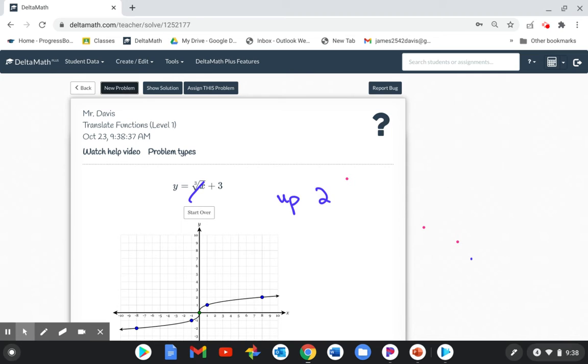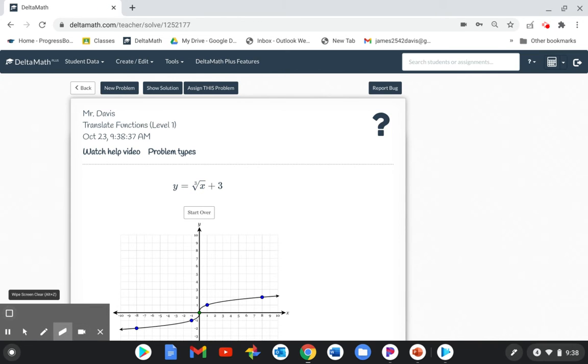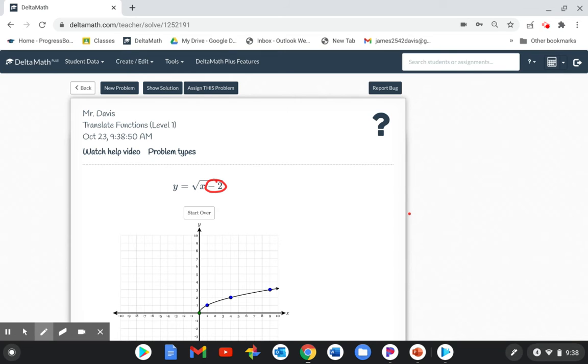Okay, this one is a plus on the outside. Well, let's try to do an inside one here. There we go. All right. So this one has a minus on the inside. So this is inside, that's going to mean left or right. And remember, they're opposite on the inside. This is a -2, which is going to be right 2.